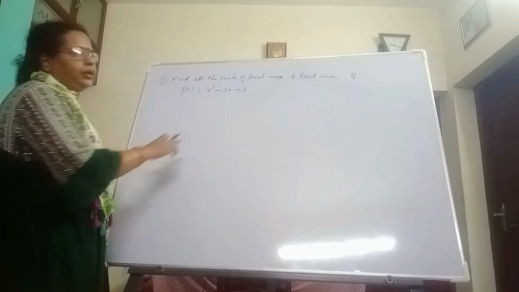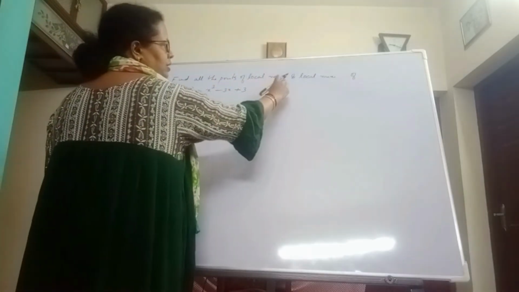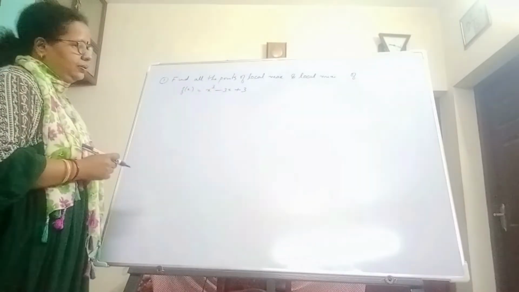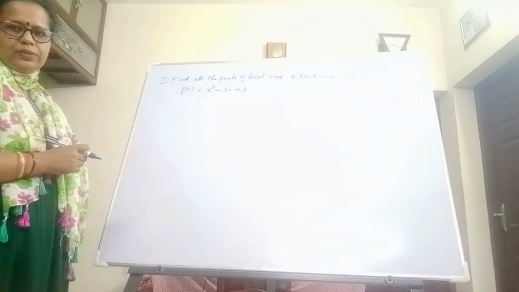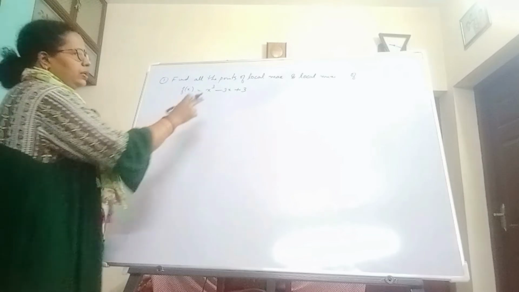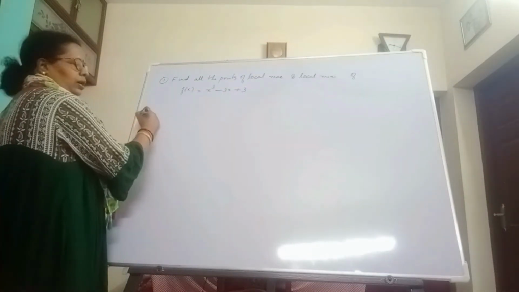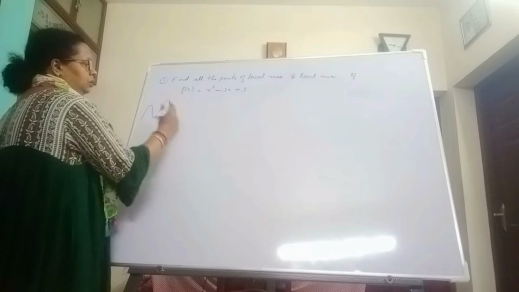Find all the points of local maxima and local minima of f of x equal to x cube minus 3x plus 3. So what is asked? You have to find all local maxima. There may be more than one local maxima. See, look here, these two are maxima.